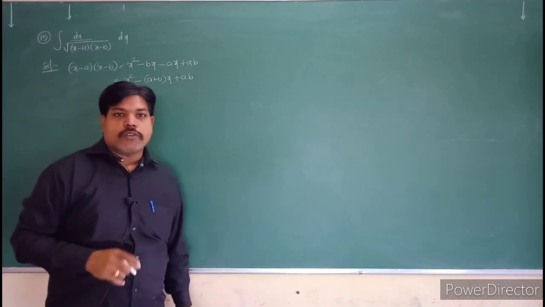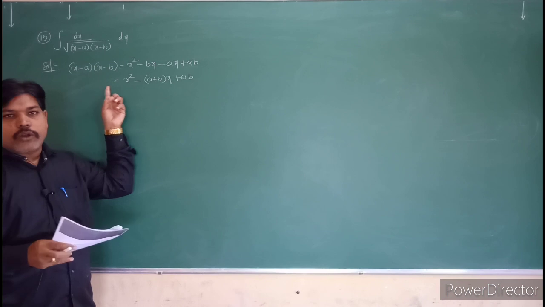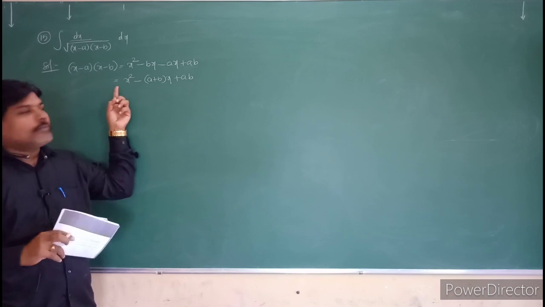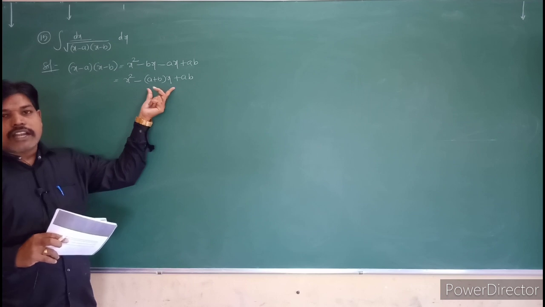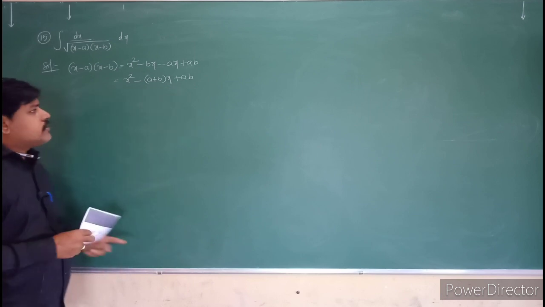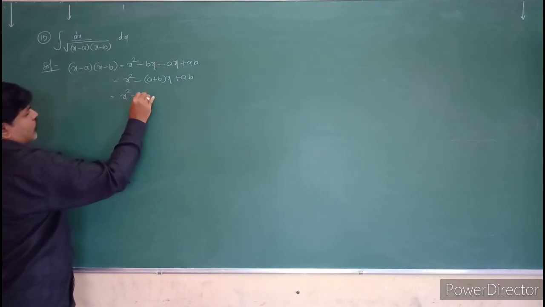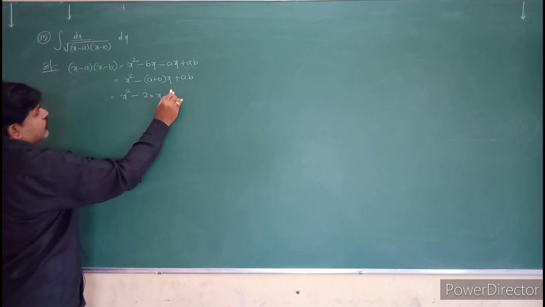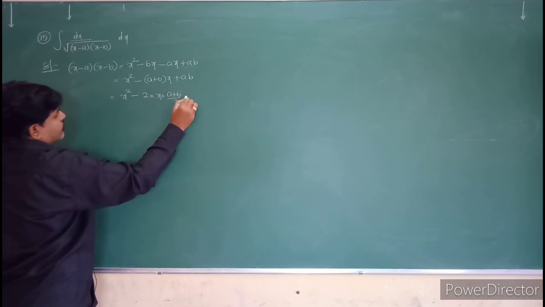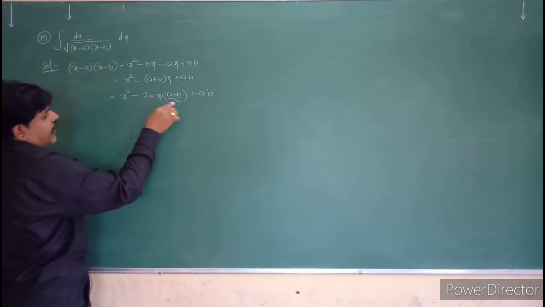So what I told you first: you have to take the x square coefficient common. The x square coefficient is not there, so what we have to do next is see the x term. So this is the x term. What I told you: multiply with 2 and divide with 2. What happens? That is equal to x square minus 2 into x into (a plus b) by 2, plus ab, multiplied and divided with 2.